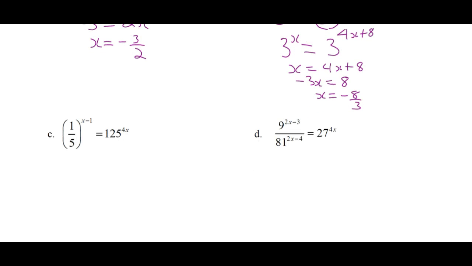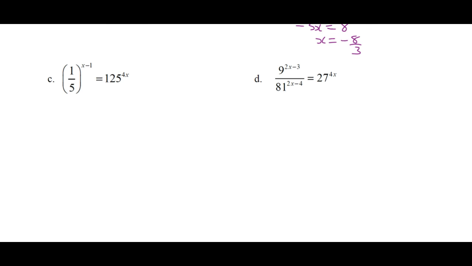So again, the idea is let's look for a common base. What's a common base between 1/5 and 125? 5. Both are powers of 5. What's 1/5 as a power of 5? 5 to the negative 1. So what we do is rewrite the base as a power of whatever we decided is common. And 125 as a power of 5? 3. So 5 cubed to the power of 4x.